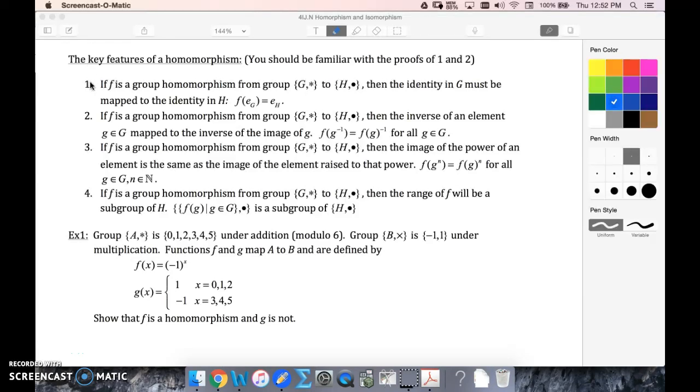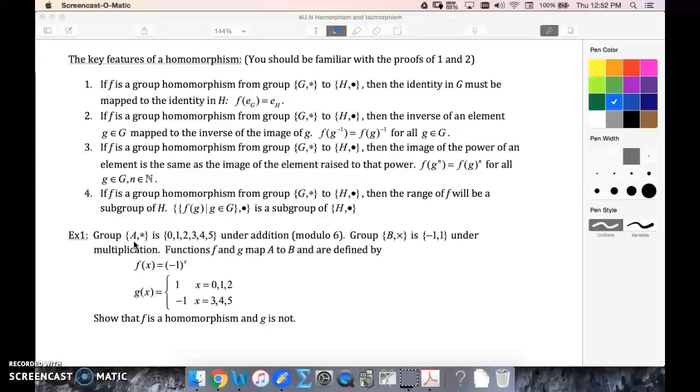We've got some key features of a homomorphism. I'm not going to read these out to you because I trust that you can all read them. I do want to point out, though, that you need to be familiar with the proofs of 1 and 2, and you can find those proofs in your book. All right, so let's look at this example.